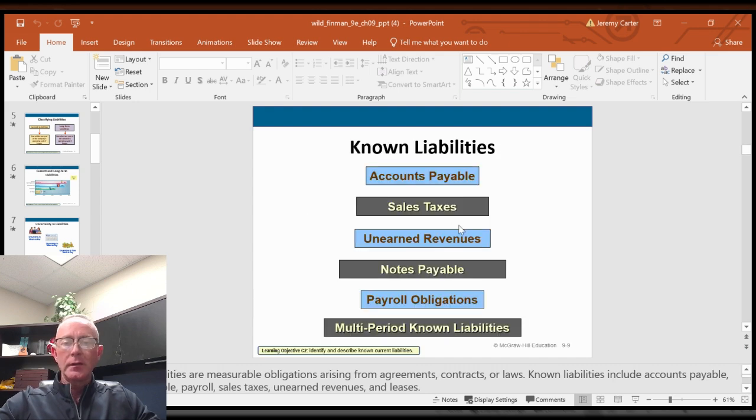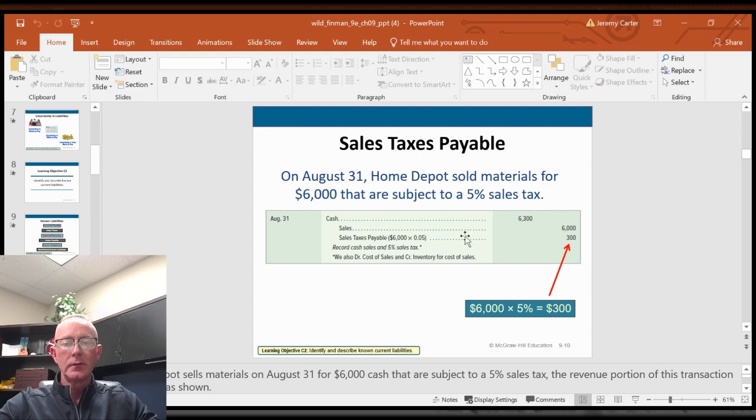These are our known liabilities. We've recorded these already before: accounts payable, sales taxes, unearned revenue, notes payable, our payroll obligations, and then some of these multi-period known liabilities.